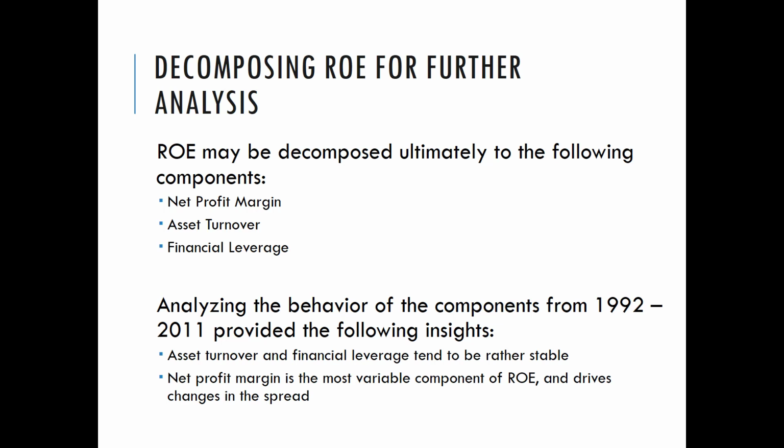If I know that net profit margins revert back to the mean, I'm going to have in my assumptions some form of reversion in their margins. Whereas for asset turnover and leverage, if I know that they're rather stable, it's fine if I use almost exactly the same number from year to year.